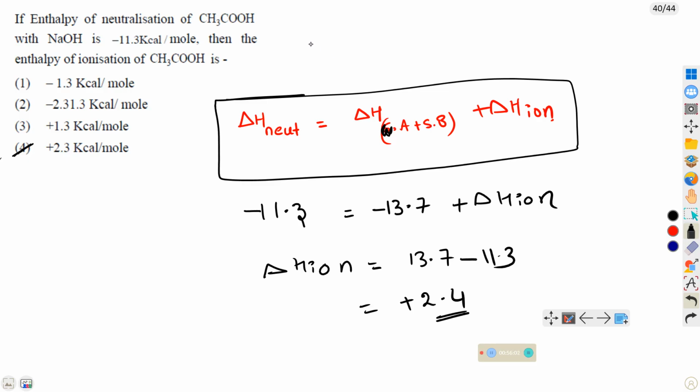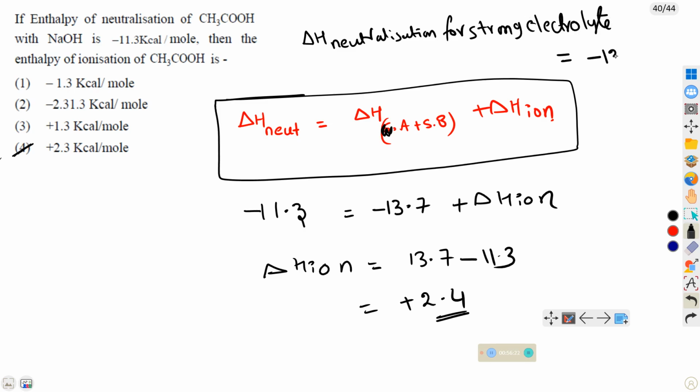Remember one point. Enthalpy of neutralization for strong electrolytes, that is acid or base or acid and base, the value is fixed at minus 13.7. In a few books it is given as minus 13.6 also. Both are correct. If you take minus 13.6 here, then you will get the exact answer 2.3.